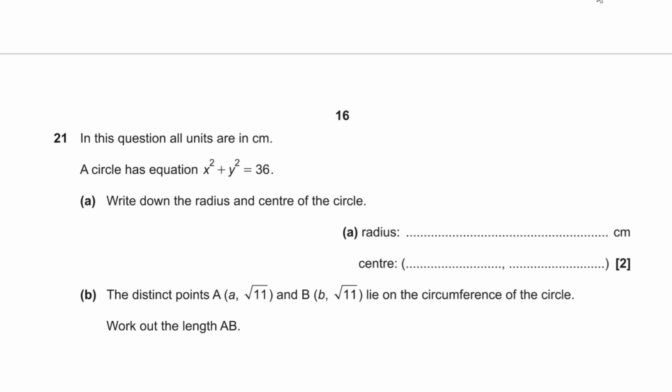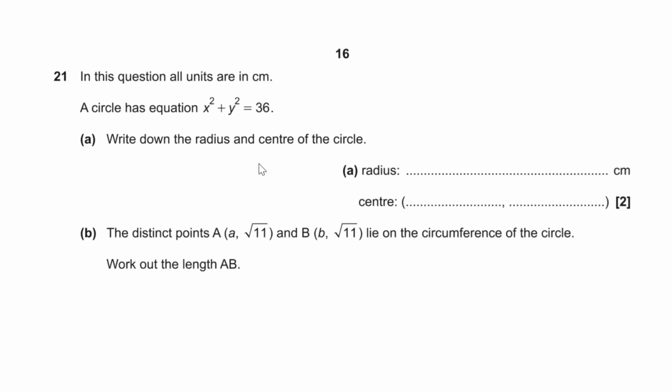Question number 21. In this question, all units are in centimeters, and a circle has equation x squared plus y squared equals 36. Well, here you can see then that the radius is equal to the square root of 36, which is 6. So writing down the radius and the center, the radius here will be 6 and the center will be at the origin.